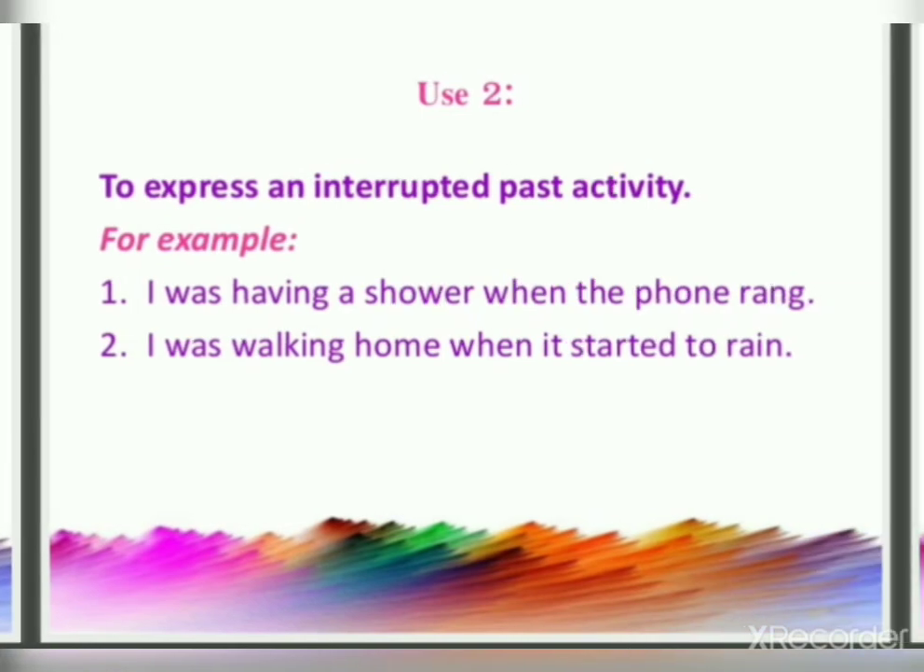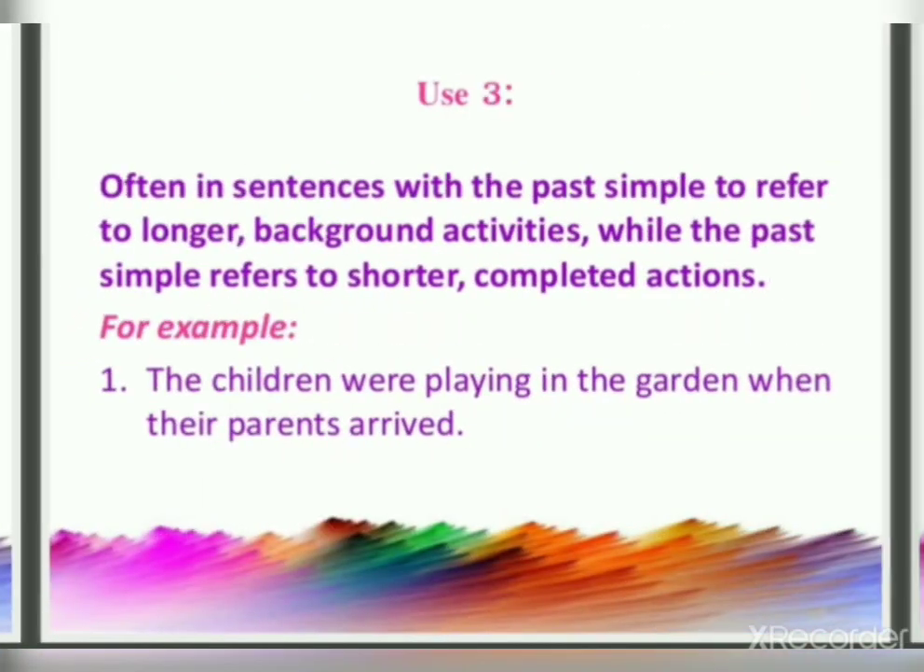To express an interrupted past activity. For example, I was walking home when it started to rain. Often in sentences with the simple past, the past continuous refers to a longer background activity, while the simple past refers to the shorter completed action. For example, the children were playing in the garden when their parents arrived.